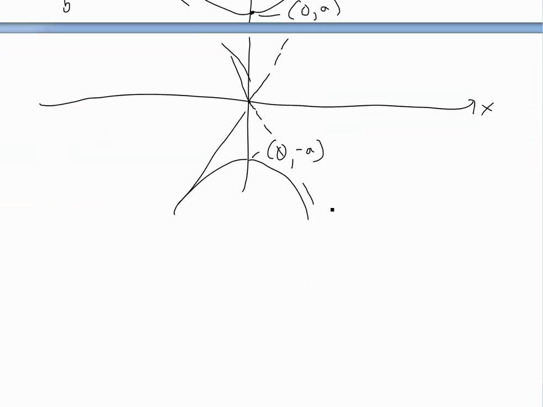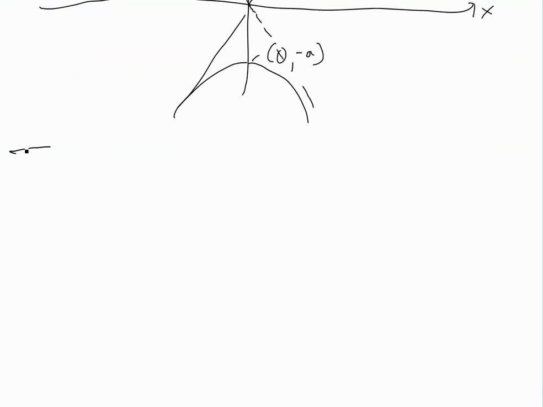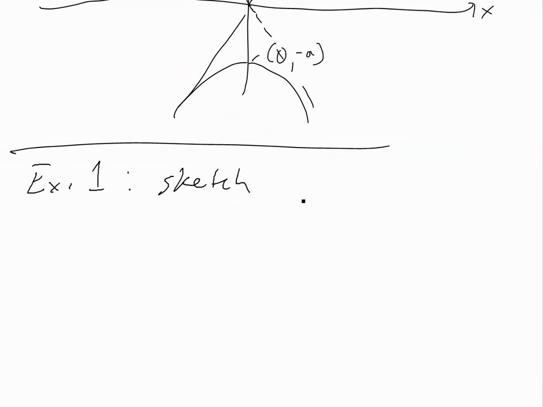But anyway, now let's do some examples. Let's go with example 1. Sketch the graph of this equation right here: 9x squared minus 16y squared equals 144.